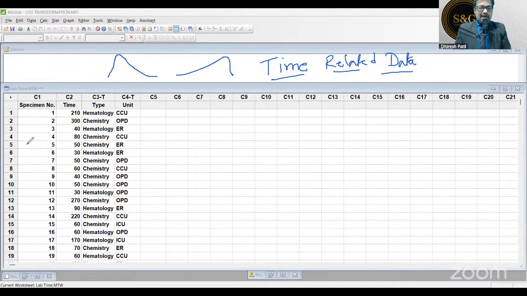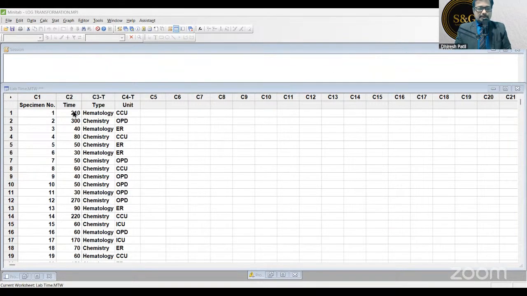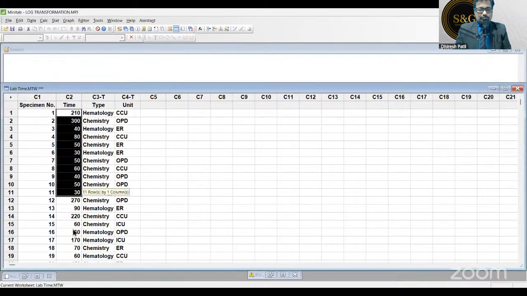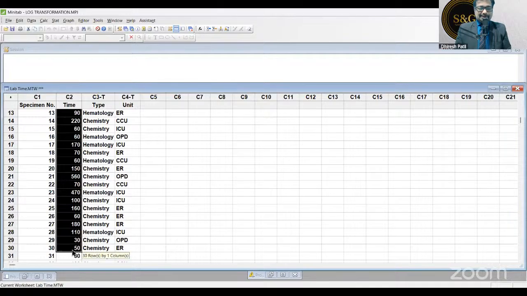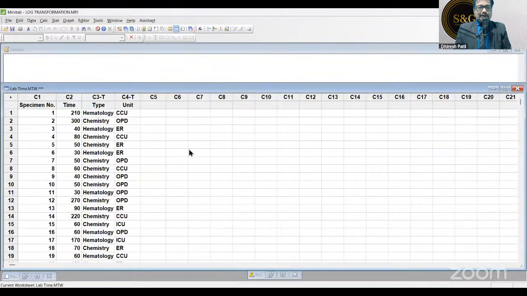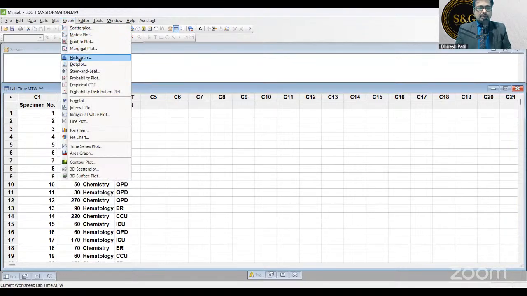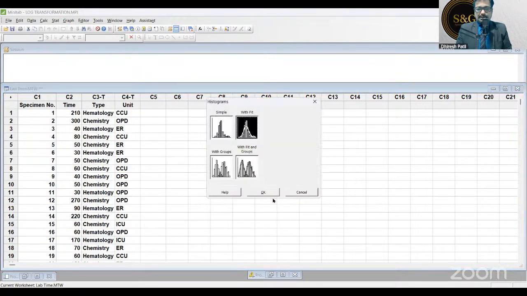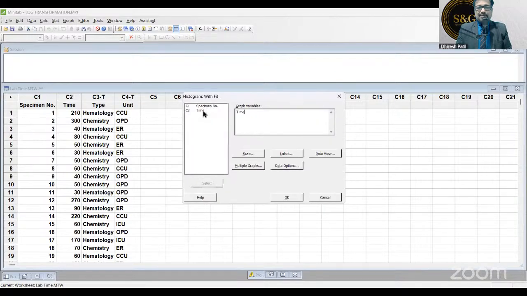Now here we have a time related data, which is some tests they are doing, and this is the time for those tests. So they have collected the data like this. Now let's check whether this is normally distributed data or not. Let's go to graph and go to histogram. Select this and select the time column and click on OK.